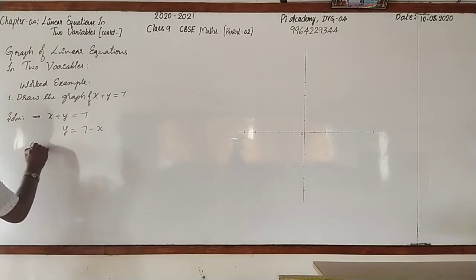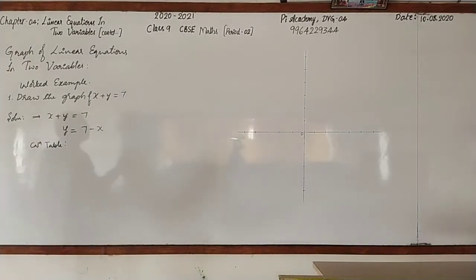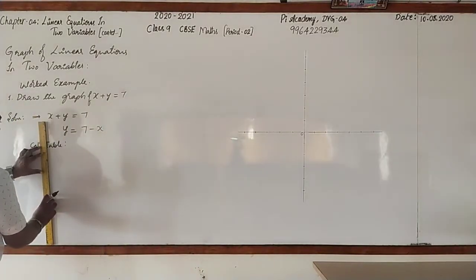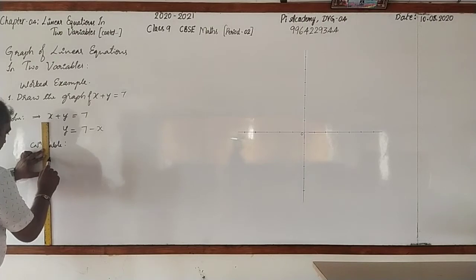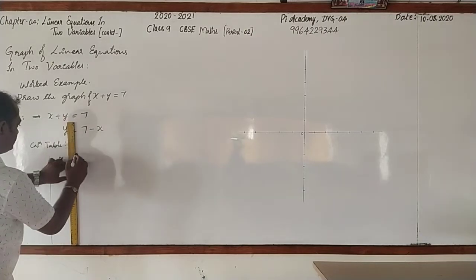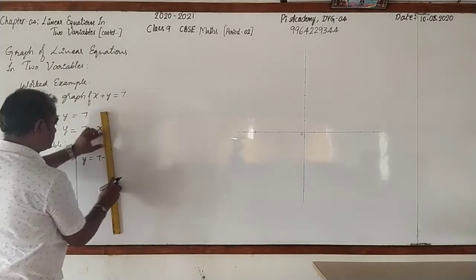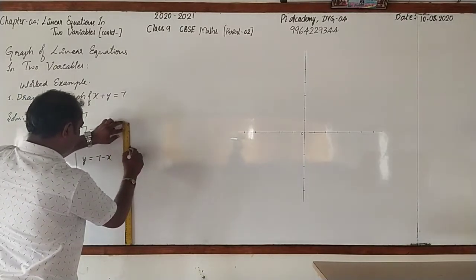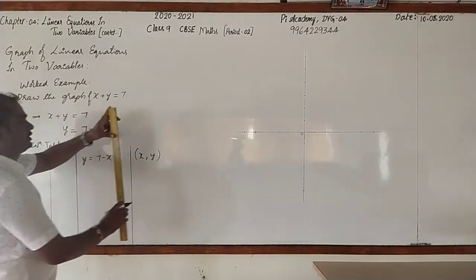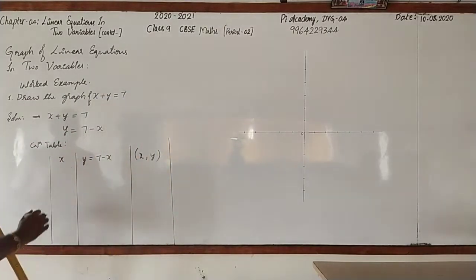Clear? Now we will move on to the calculation table, that means where we are going to find out the coordinate points. Here I am going to make 3 columns. Please observe, don't copy anything. First column is for x and second column is for y, that is y equal to 7 minus x. This is the given equation. And third one is for the coordinate points, ordered pair, that is x comma y. You have to use scale and pencil to draw the table.